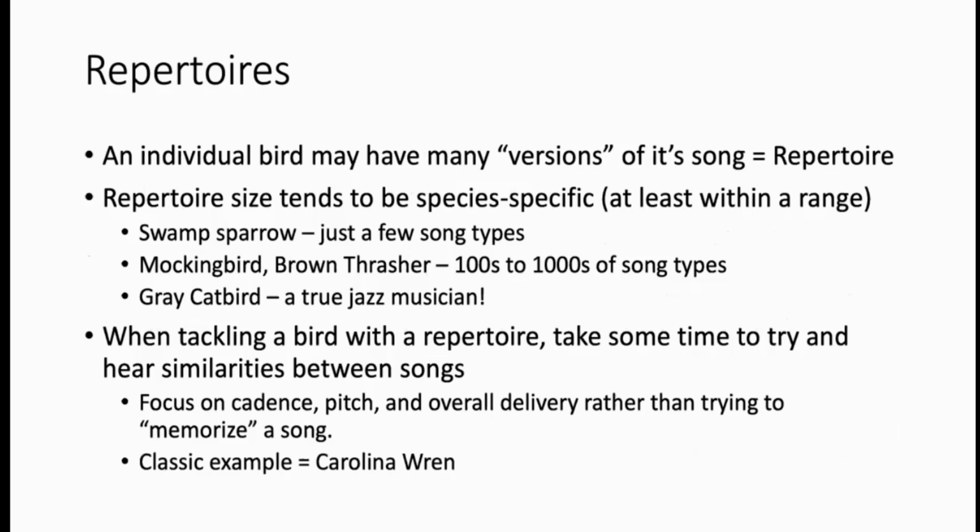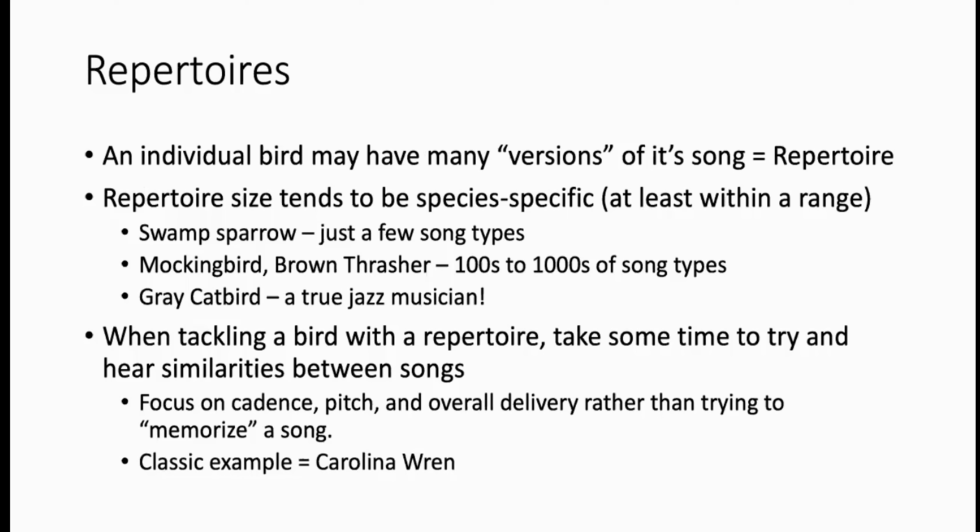One more aspect of birdsong that we're going to touch on quickly before we get into how birdsong affects you when you're out birding is the idea of repertoires. So many individual birds have lots of versions of their own song, and that's the repertoire. And repertoire size tends to be species specific. There's a little bit of individual variation, but on the whole, you can say swamp sparrows will always have just a handful of songs, 1 or 2 or 3.